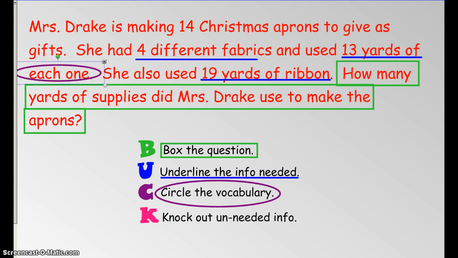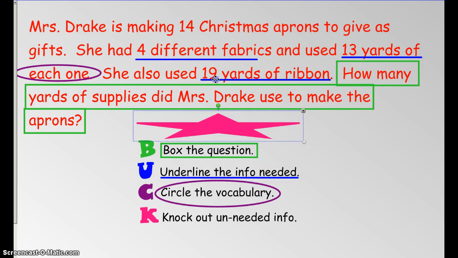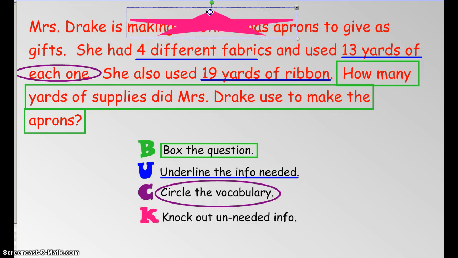Next, circle that vocabulary. She had 13 yards of each fabric and there were 4 different fabrics. Knock out any unneeded info. I do not need to know how many aprons she's making, because that is unnecessary information in my problem. So now I get to solve the problem.